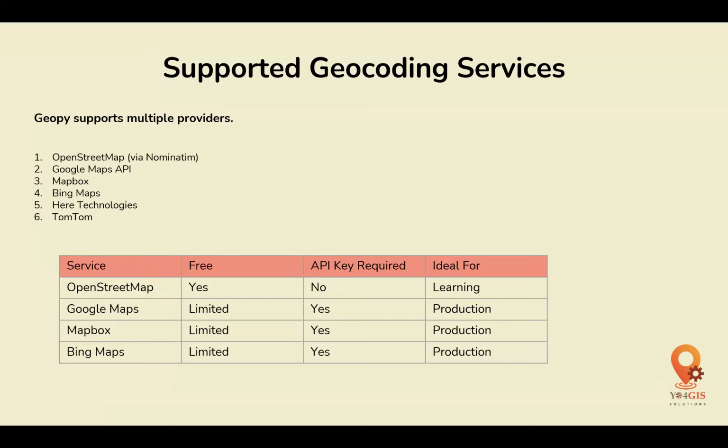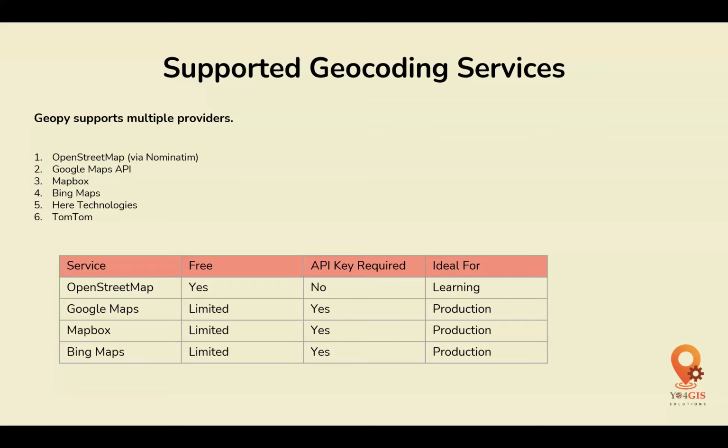So here, the OpenStreetMap OSM service is free. To use the OpenStreetMap service, you don't need to create any API key. You don't need to pay a single rupee. We can use the OpenStreetMap geocoding service free of cost.